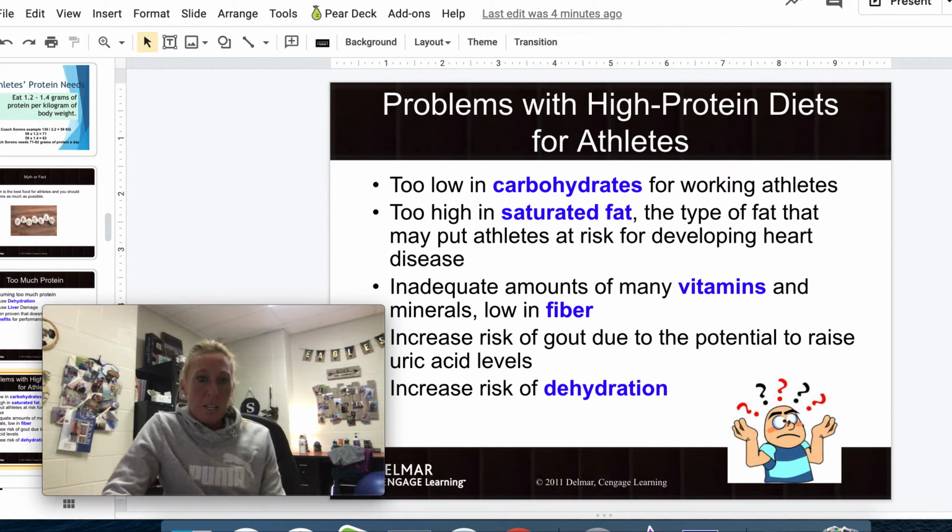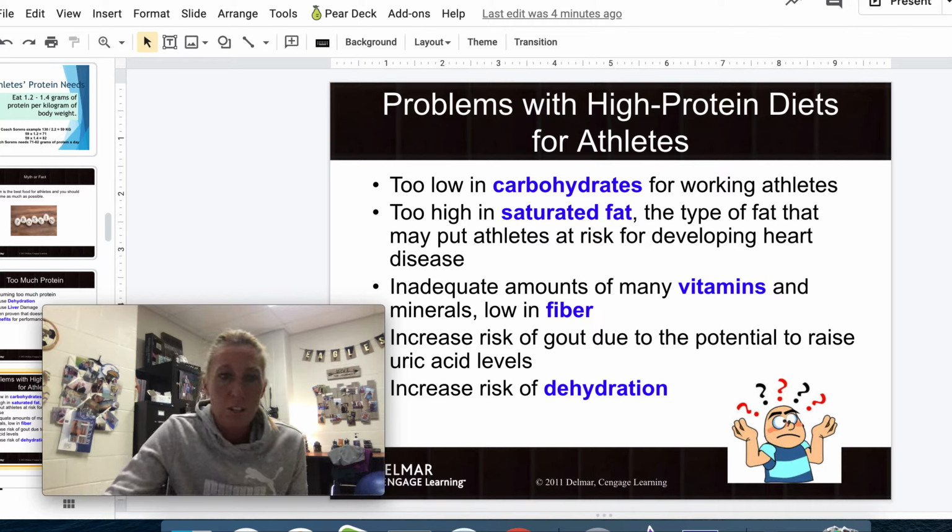It can be too low in carbohydrates for the working athlete. It can be too high in saturated fat, a type of fat that may put athletes at risk for developing heart disease later in life. It may provide inadequate amounts of many vitamins and minerals. It's low in fiber because your fibers are coming from those carbohydrates, not from your proteins. Increased risk of gout due to the potential raise in uric acid levels, and an increased risk of dehydration are all potential things that could happen if you're eating a diet that is too high in protein.